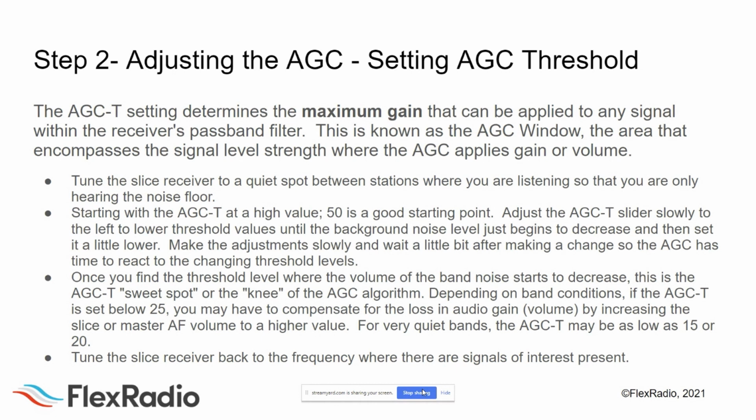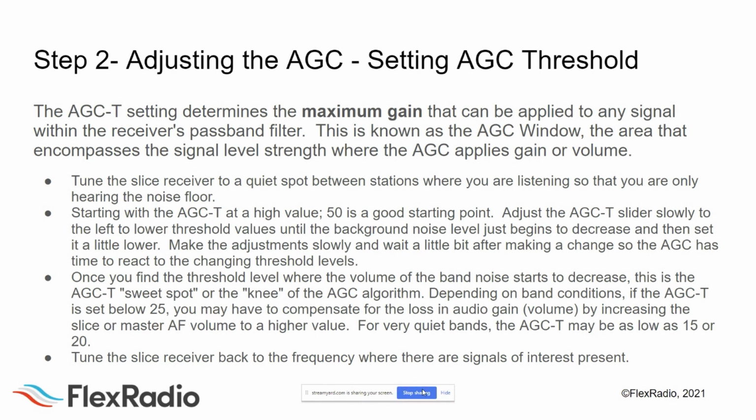So you're going to start decreasing the AGC threshold, down and down, until you start to hear the noise not being amplified. The noise is going to get quieter. What you're listening for is basically about a 50% reduction, or a 3 dB decrease in noise volume, and you just hear that through your ear, until you're hearing about half the amount of noise volume that you heard before. When you get to that point, that's pretty close to the AGC knee, and that's the point that you want to be at. Once you find the threshold where the band noise starts to decrease, this is called the sweet spot.